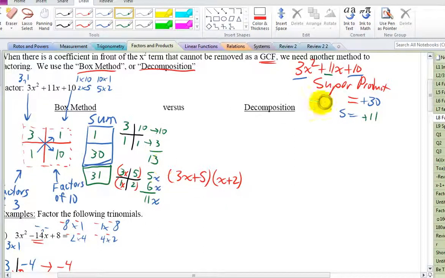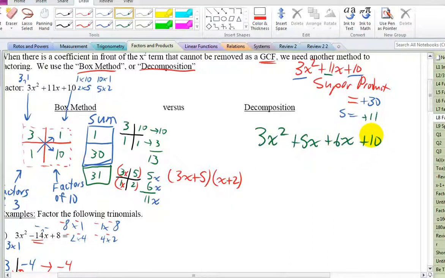That's all. And you can even do a combination of these two to cheat a little bit to help you with the box method. Now that's getting pretty advanced. So the 3x squared stays as it is. The 11x breaks down to plus 5x plus 6x plus 10.